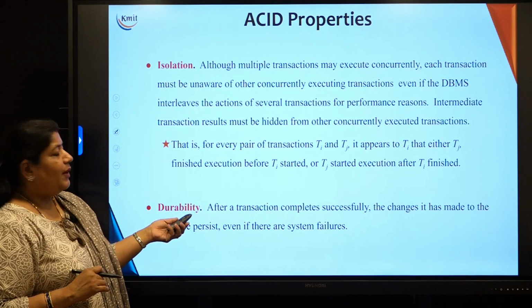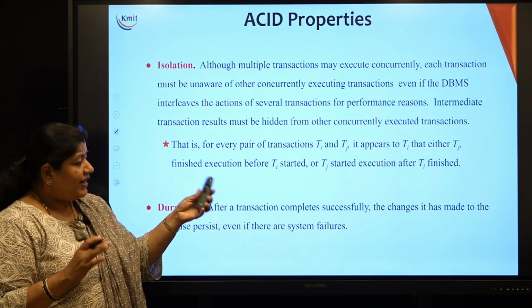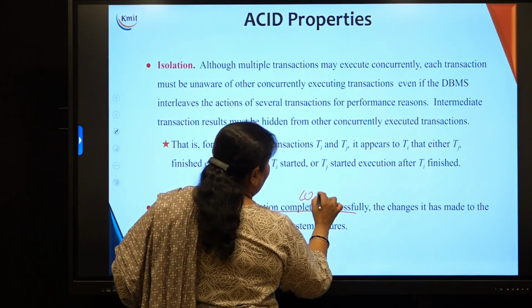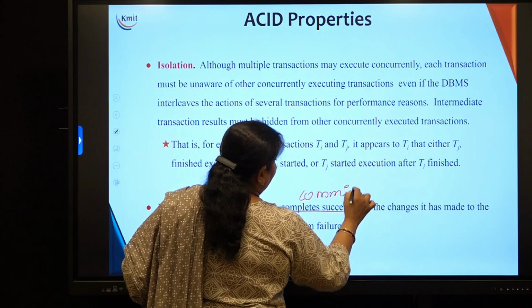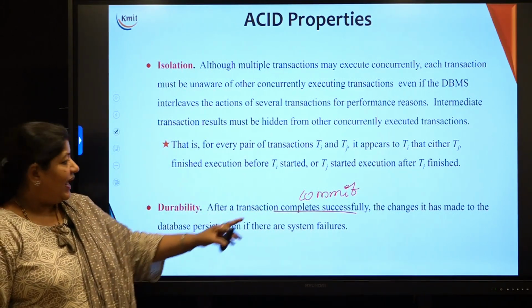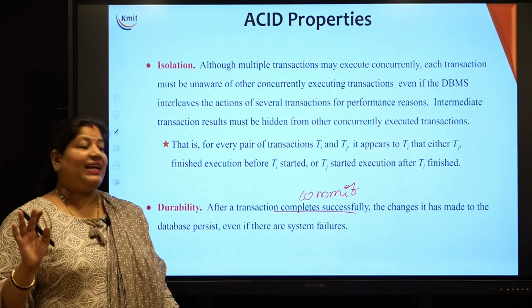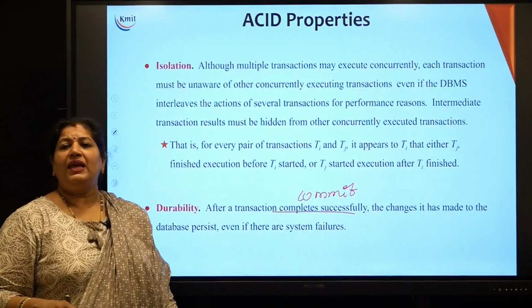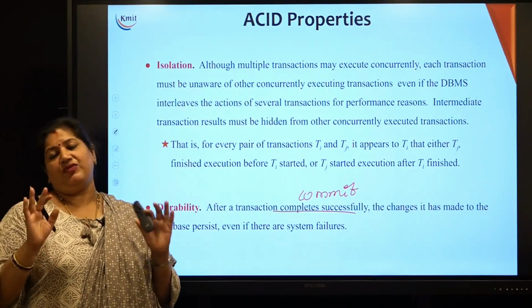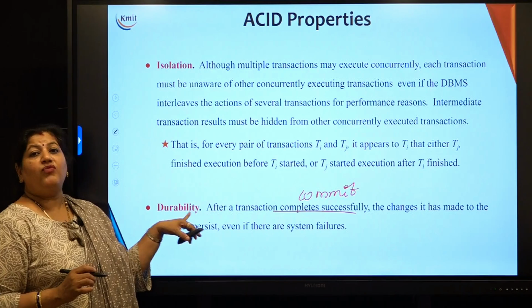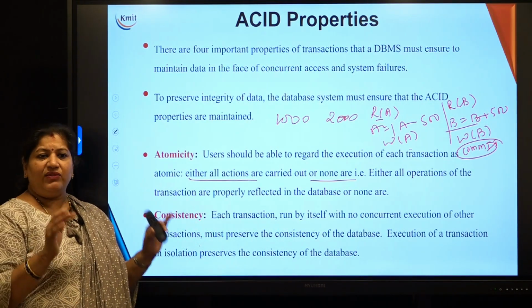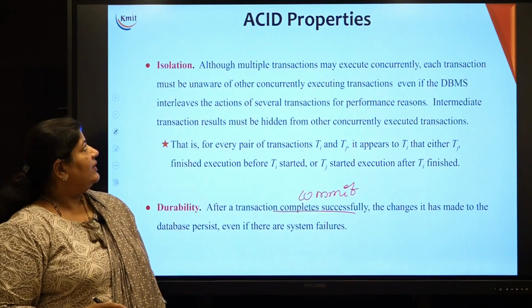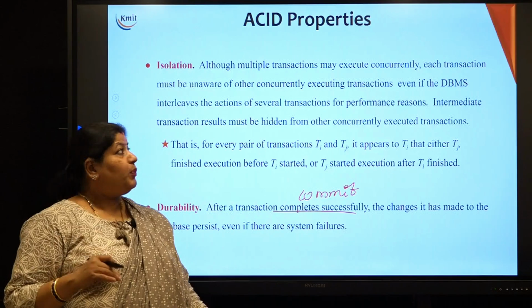Then finally, coming to durability. After a transaction completes successfully, remember when I say completes successfully, there is a commit which is executed. So, after it has been committed, the changes that have been made will persist in the database and cannot be changed or otherwise lost even if the system fails. This is the meaning of durability. Once you have committed, successfully completed, that is available forever. This is all about the ACID properties.